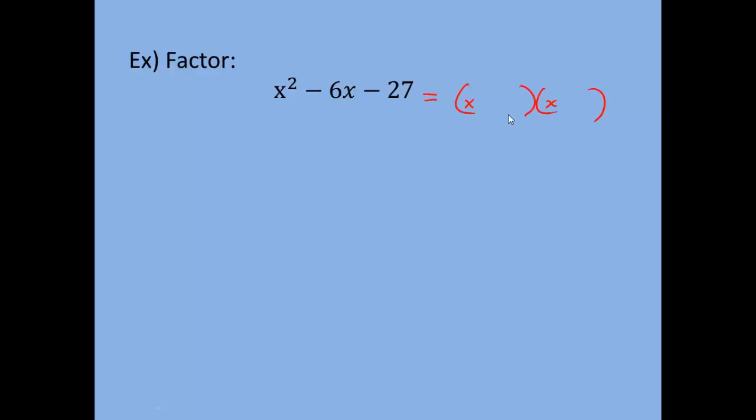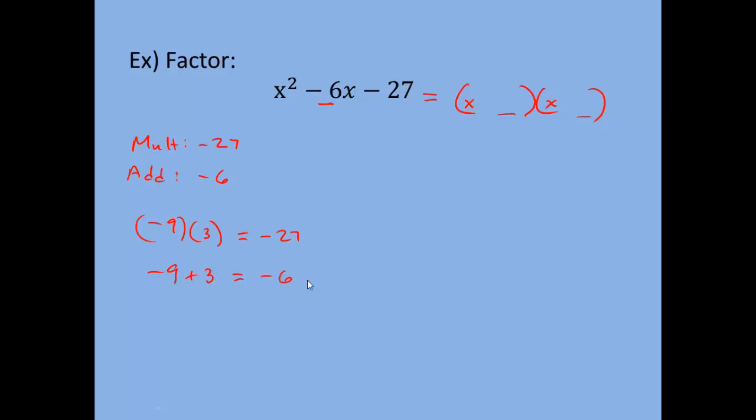Alright, and now we want to figure out how we're going to fill in our blanks here. Well, we need numbers that multiply to whatever c is, in this case negative 27, and they also have to add to whatever the middle coefficient is, which is a negative 6. So numbers that do that, let's try negative 9 and a positive 3. Negative 9 times 3 gives us a negative 27. Negative 9 plus 3, that does equal negative 6. So we found the two numbers.